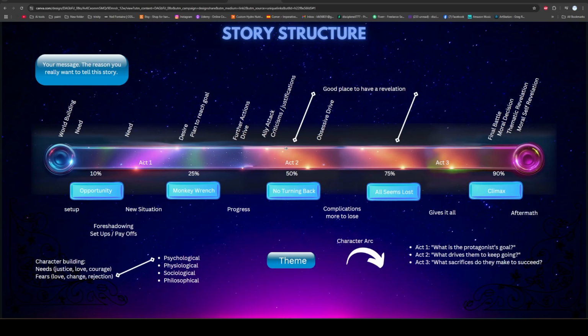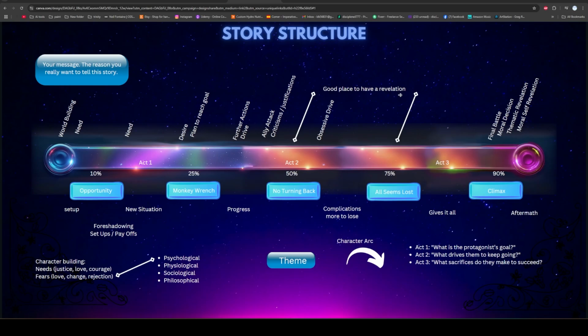And at about 1 hour and 8 minutes into the movie, we have the big reveals. This is a good place to reveal a revelation between 50% and 75%. By the way, Act 1, Act 2, Act 3, this simply means the story has a beginning, a middle, and an end.